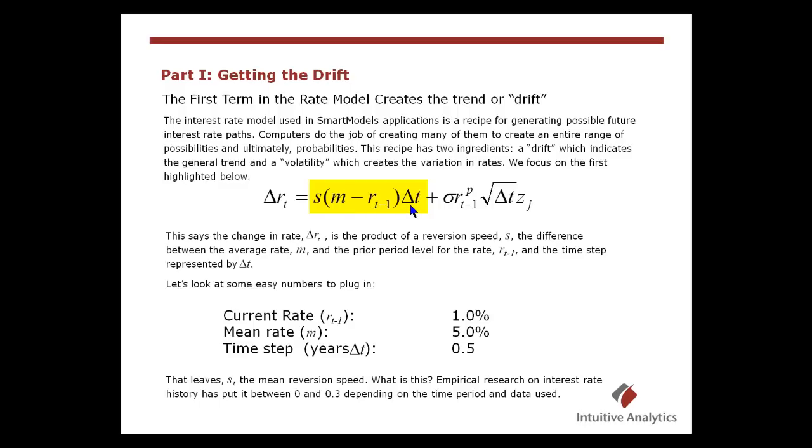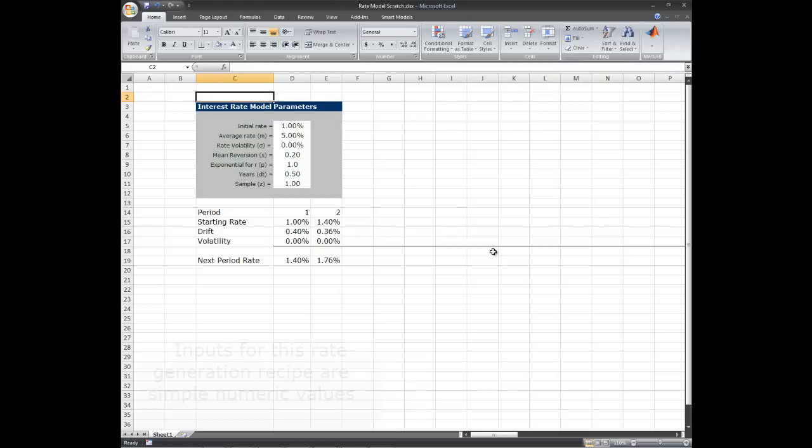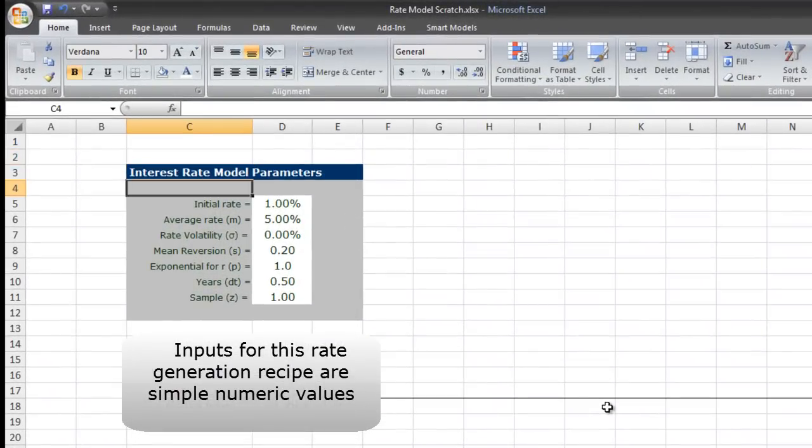These all just boil down to simple numbers. So let's say we have a starting rate of 1%. Our mean rate in the model is 5%, and the time step we've chosen is half a year, 0.5 years. What will this look like when we calculate it through? Here we have a spreadsheet set up with that same information. Our initial rate is 1%, our average rate is 5%, our mean reversion, which we'll go through in a second, is 0.2, and our time step is 0.5.